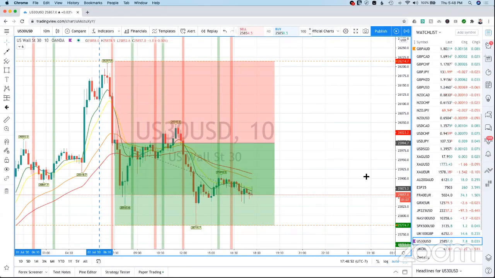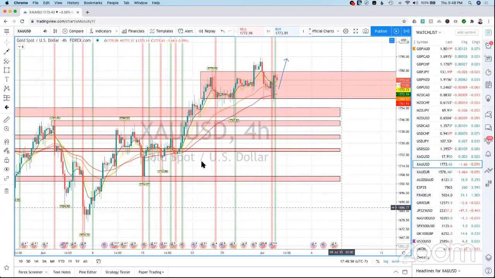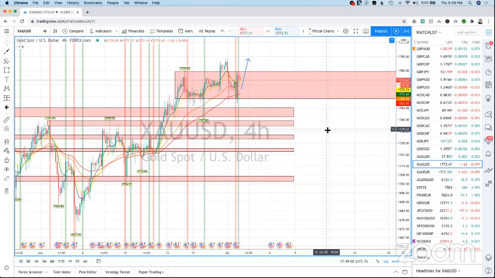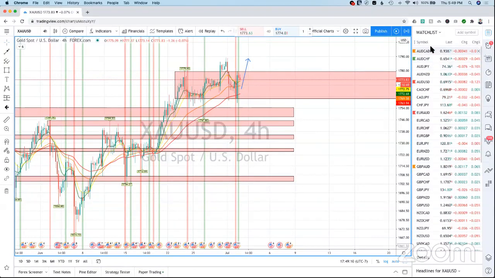Let's see what else we got here. Minimize that, maximize this. I'll go back to US 30 a little later once we get closer to 7 o'clock, in about 2 hours, because it's probably not going to move until then.